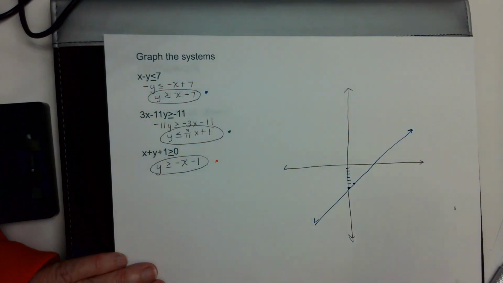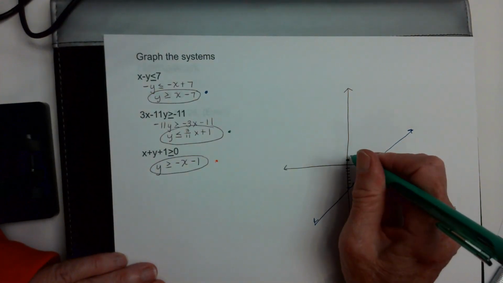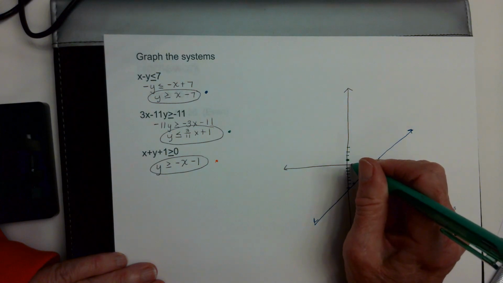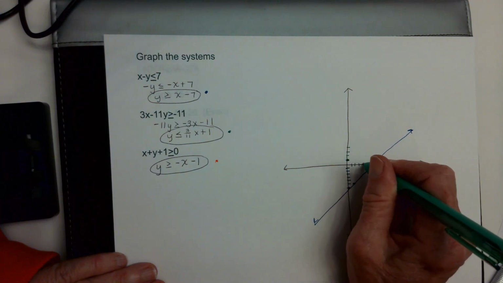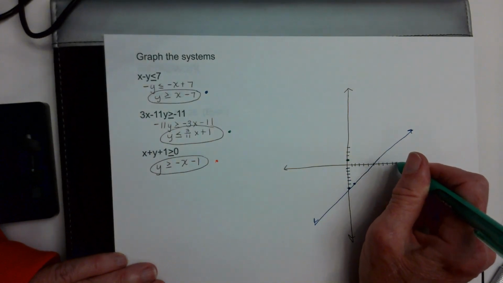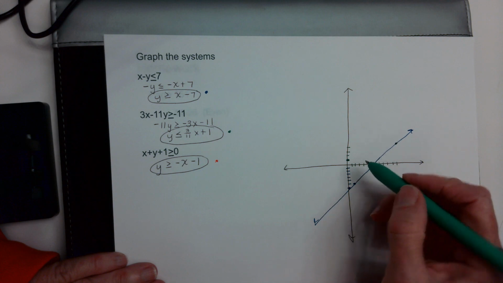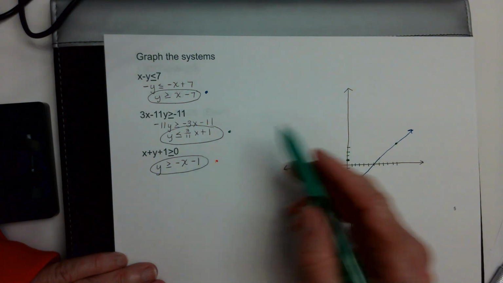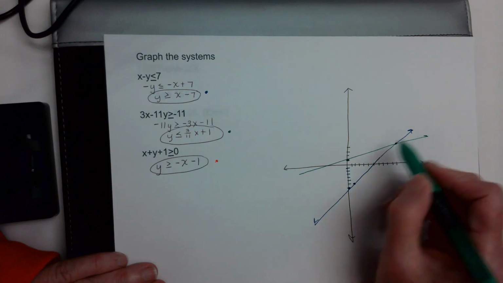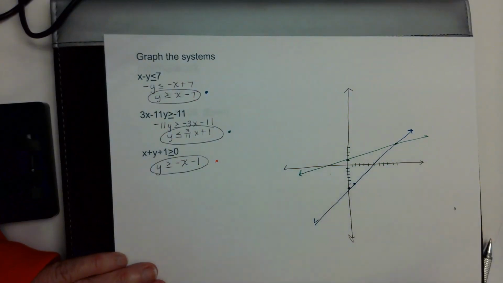The green one, I'm going to go up 1, but then I'm going to go up 3, and over to the right 11. 1, 2, 3, 4, 5, 6, 7, 8, 9, 10, 11. So approximately right there. It is also a solid line. And it's going to be less than that. So right now I'm in that area right there.